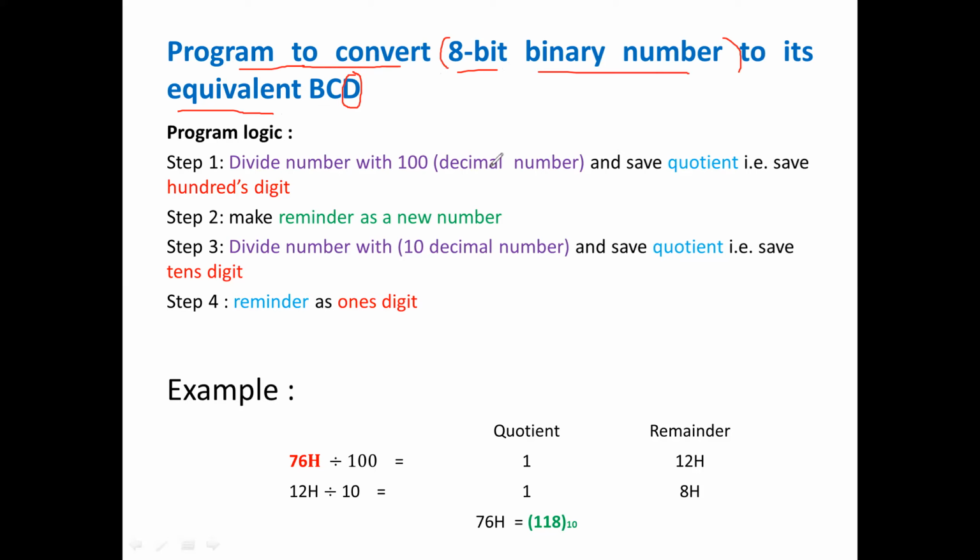So for that, the conversion logic you must know. Before writing any program, you must understand the logic behind that particular program. For example, here I'm going to give the binary value, that is in hexa conversion. So what is the binary value for 76?